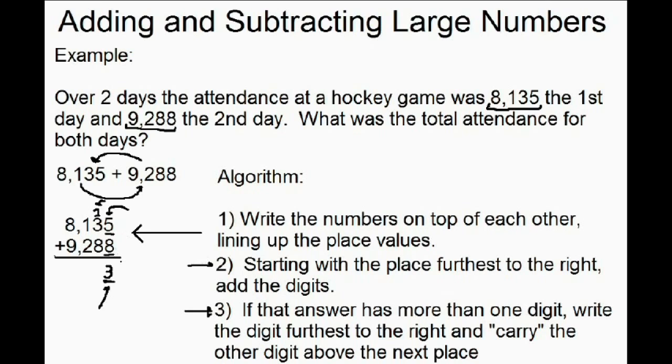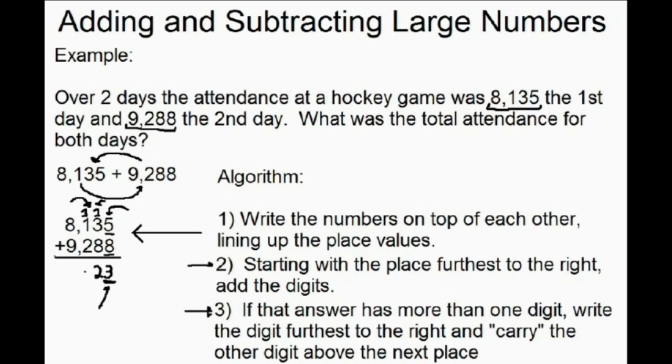We started with 5 plus 8. We got 13. We can't write two digits in one place, so we wrote the digit furthest to the right, the 3, and carried the 1 above the next place value, which is the tens. Now we're going to add the tens. 1 plus 3 plus 8 is 12. Once again, we can't write two digits in any one place, so we write the digit furthest to the right, which is the 2 in 12, and carry the 1.